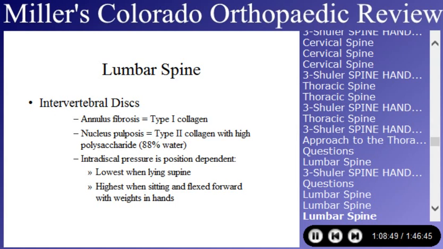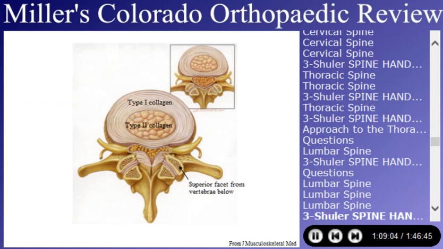That's the reason why I put this. I went back to the original study that showed this. And there was actually a study done on residents and medical students that actually did this study. Okay, so low supine, sitting flexed forward position in a chair with weights in hands. Don't forget type 1 collagen on the hard outside annulus. Okay, type 2 in the middle, 88% water.